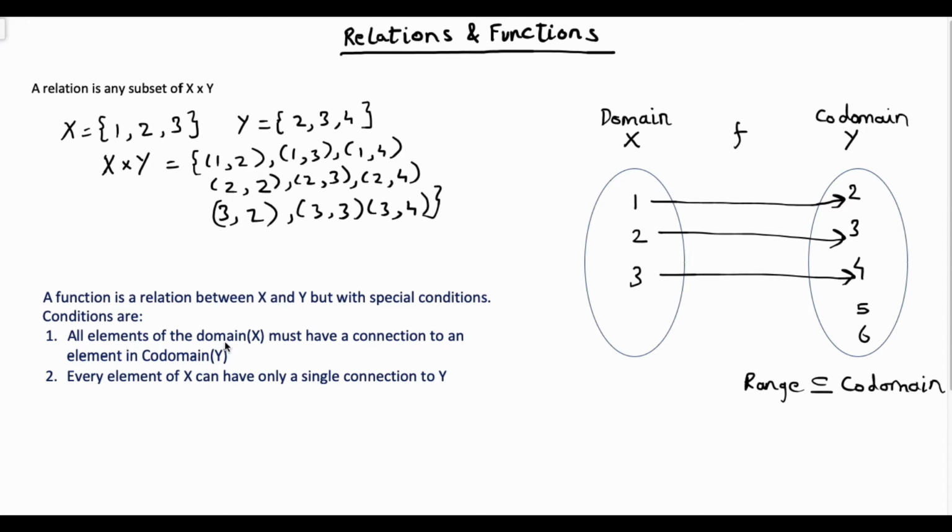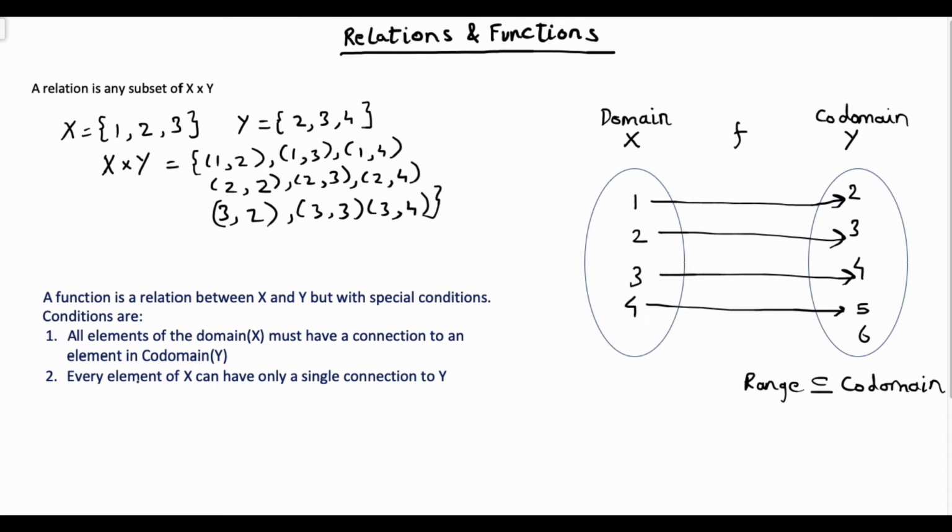So as I said, all the elements of the domain X must have a connection. If there was an element 4 in X, that must also have a connection. All elements in the codomain could or could not have a connection. Like the element 6, it doesn't have a connection. The range in this case will be 2, 3, 4, and 5.